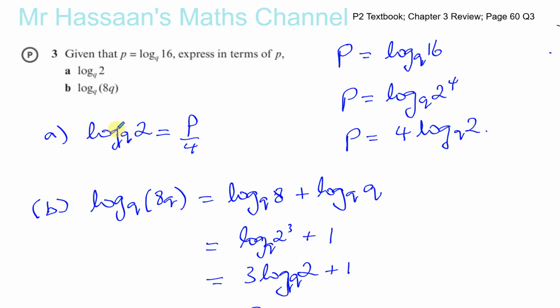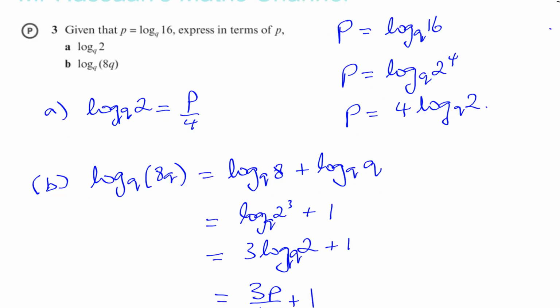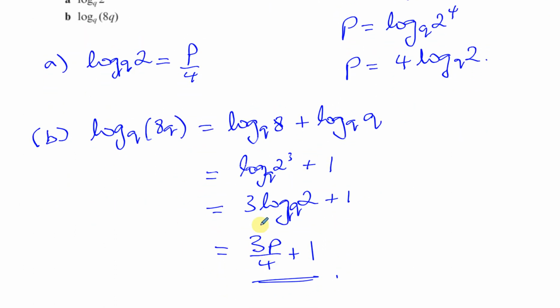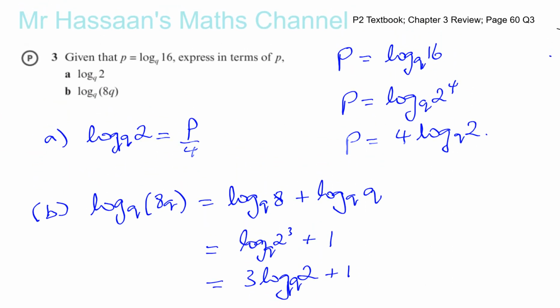And then because I already expressed log to the base q of 2 as p over 4, I can change this into something times log to the base q of 2, and then just replace the log to the base q of 2 with the p over 4, which we found earlier. So it's 3p over 4 plus 1. Okay, so it's just a case of manipulating it so you've got it in terms of what you need.